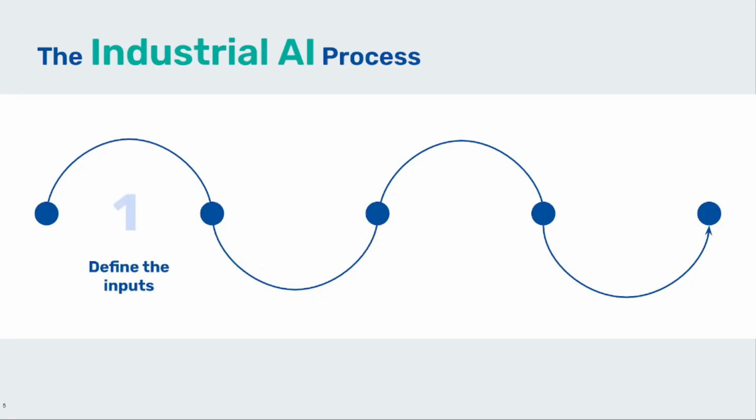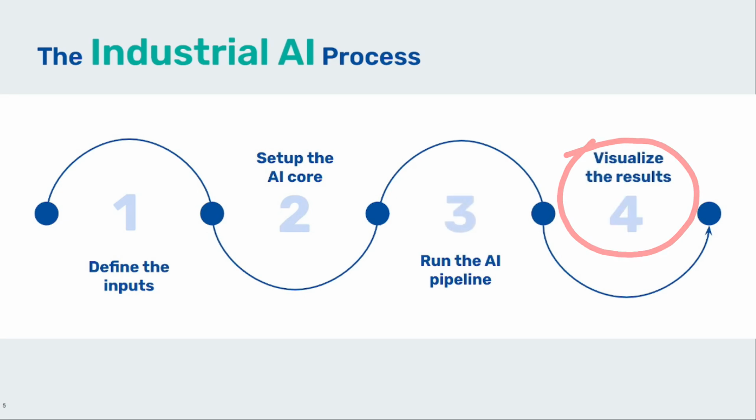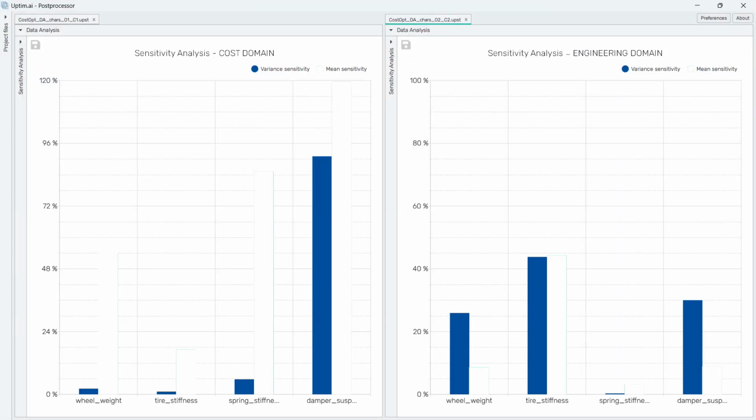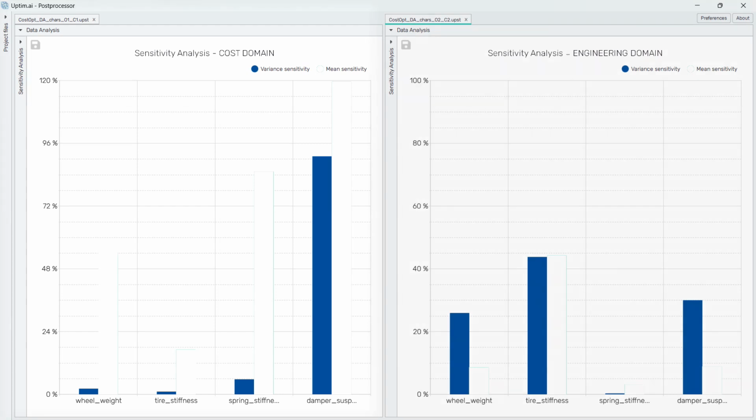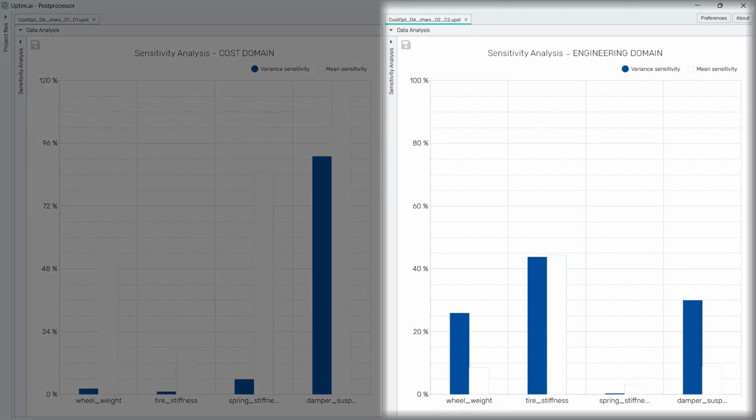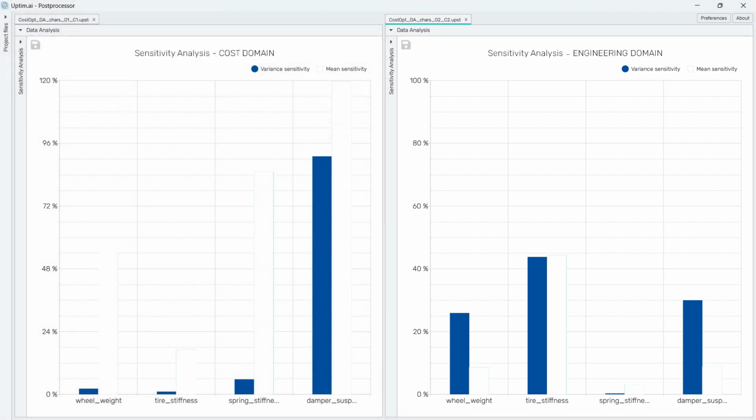The industrial AI process typically has 4 steps, but today we're going to jump directly into the results. When we look at the sensitivities, we see that what really moves cost overall is not the same thing that drives engineering values. This is the core challenge of optimizing 2 different disciplines. In the overall cost domain, we see that the damper suspension is the one driving the cost the most. While in the engineering domain, there are actually 3 parameters that the engineering department would care for tuning to make the best vehicle. This is actually quite common.